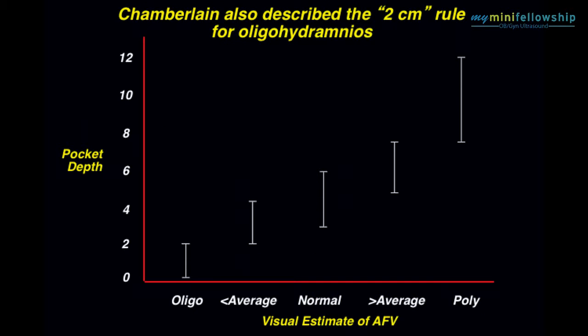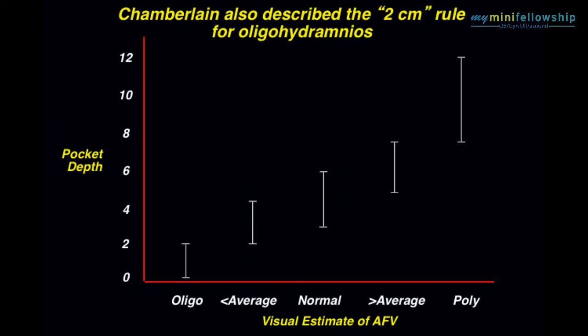We took a large number of patients where we looked at our visual estimate of amniotic fluid. Now, when we did our visual estimate of amniotic fluid, we allowed ourselves to say it was oligohydramnios or polyhydramnios. By the way, Chamberlain and Manning also described the so-called 2-centimeter rule for oligohydramnios, so they were the originators of both the 8 and the 2-centimeter rule.